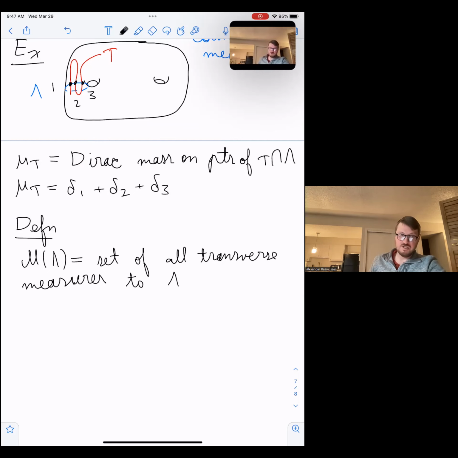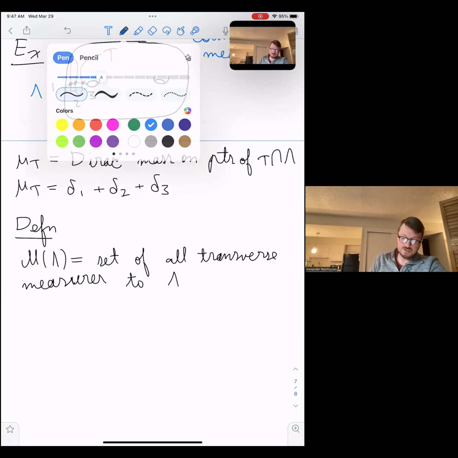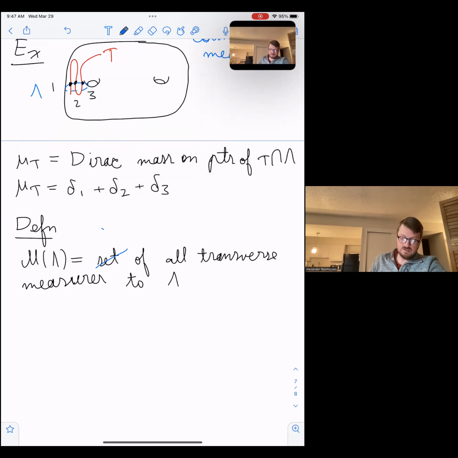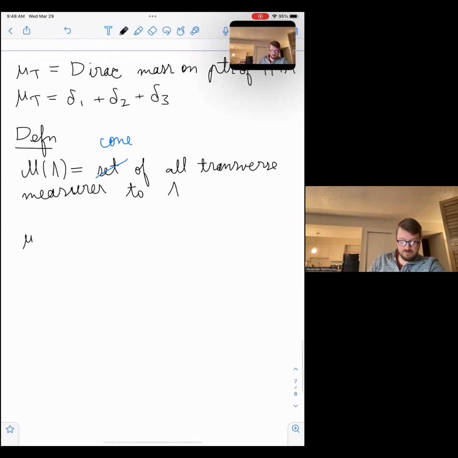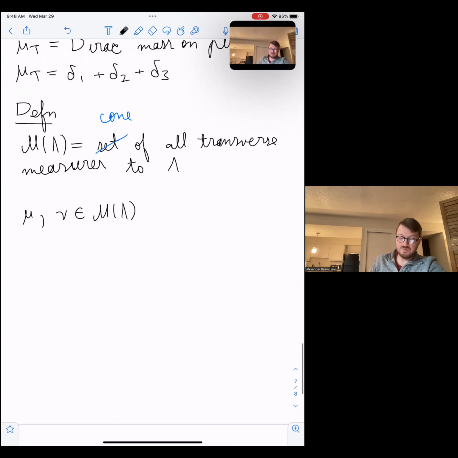Okay, so far this is just a set, kind of boring, but this has some extra structure. So first of all, this has the structure of a cone. This is not too hard to see. So a cone is just a set in which you have natural operations of addition and scalar multiplication. So for instance, if we have 2 transverse measures to lambda, we want to say how to add them together.